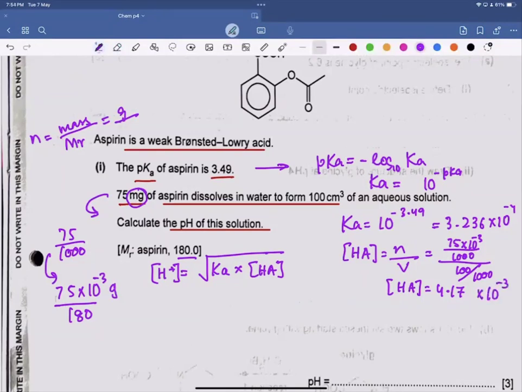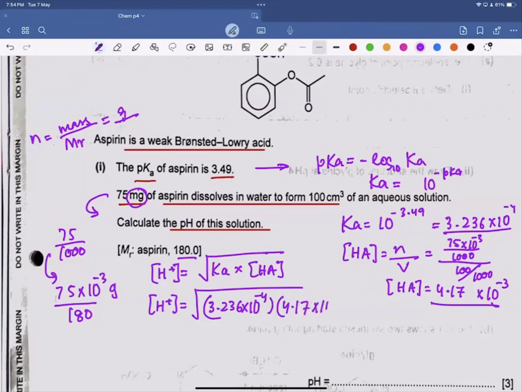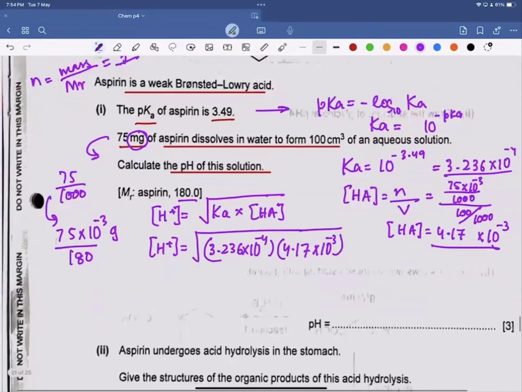So we got the concentration of acid and the value of Ka. The concentration of hydrogen ions is equal to the square root of Ka, which is 3.236 exponent minus 4, times the concentration of acid, which is 4.17 exponent minus 3. Can anyone calculate the value, please? Multiply them and take the square root. You will get the concentration of hydrogen ions.